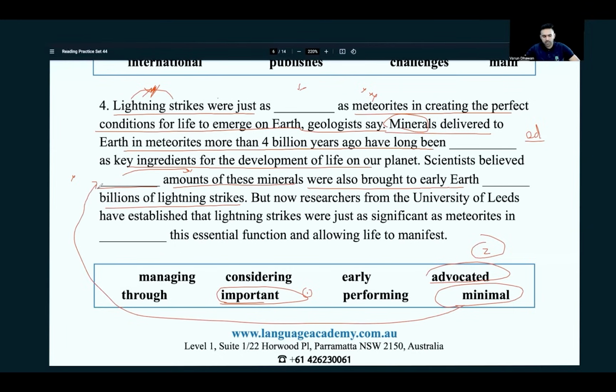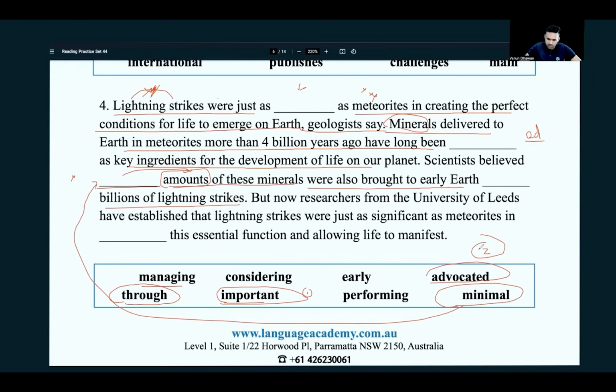You'll always have an adjective with a noun, something which will give you information about amounts. Minimal amounts of these materials were also brought to early Earth. So they are believing that some amount of these minerals were also brought to early Earth dash billions of lightning strikes. So managing, you will bring something on Earth through, you can say that, but let's consider other options as well. Considering billions, no, early and performing. This will be the right answer over here.